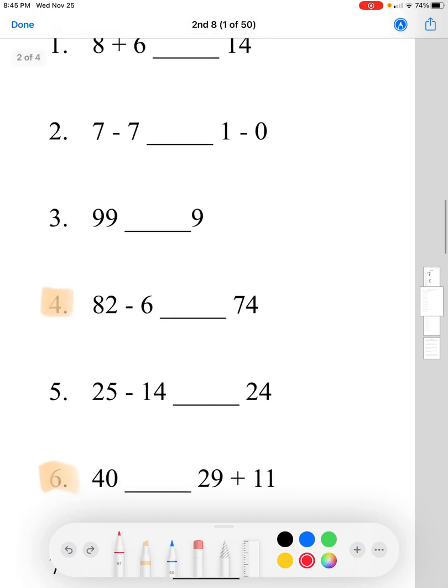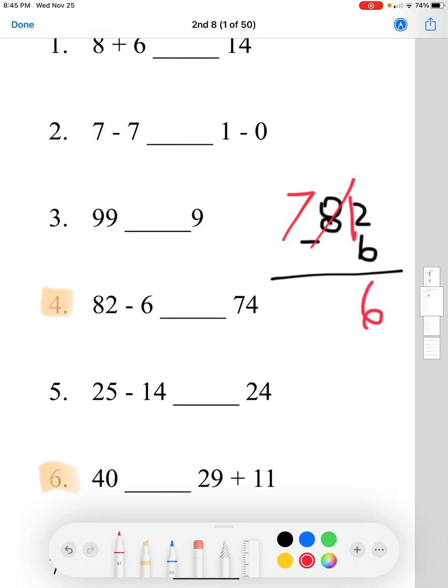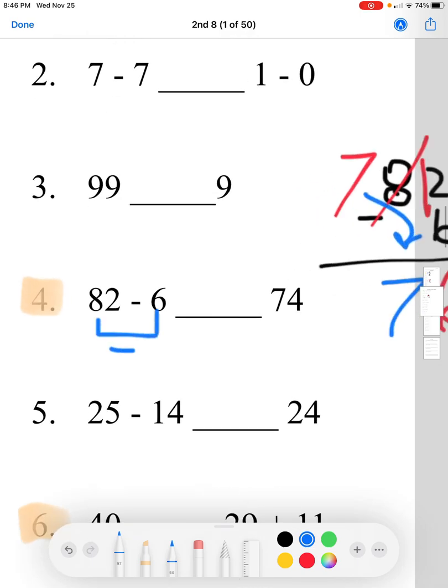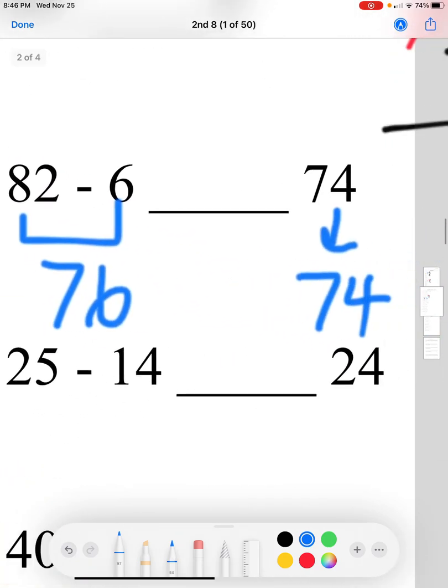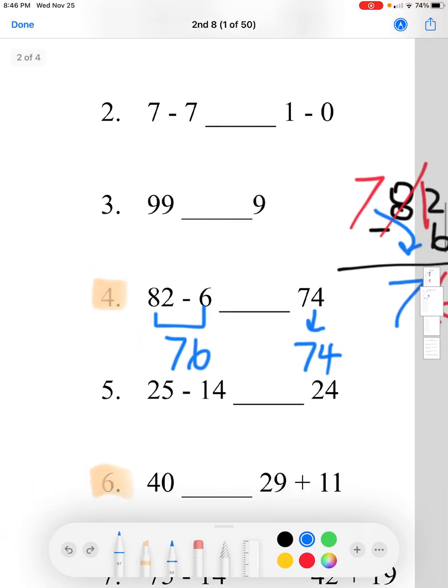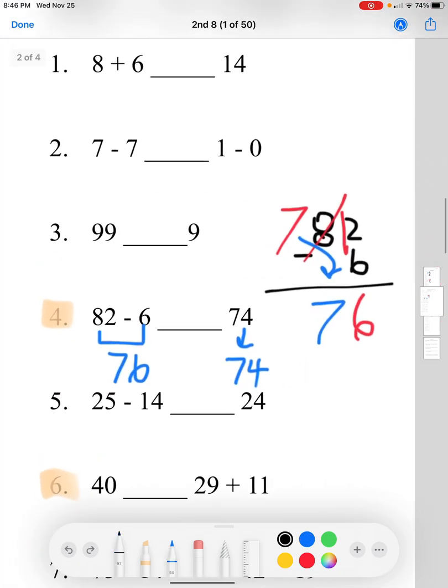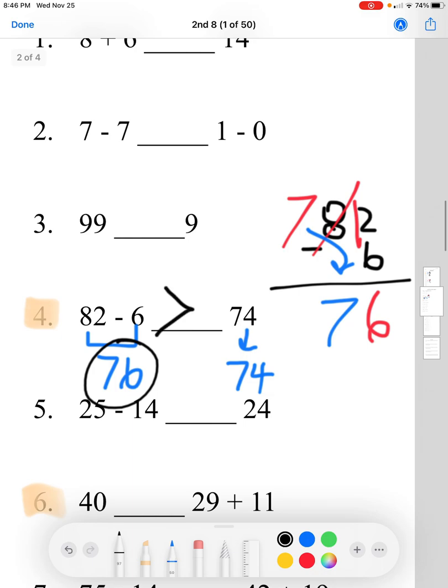So again, back to number 4, 82 minus 6, another subtraction question. So we'll be rewriting the question right here. Since we can't take away 6 from 2, we will cross out a 10, move it to the ones place. Now we have 12 minus 6, which is 6, and we'll bring down the 7. So we have 76. So this right here is 76, and this is just 74. So we know that 76 is greater because the tens places are the same, but 6 compared to 4, 6 is bigger than 4. So the open side will be facing the 76, so it will be that way.